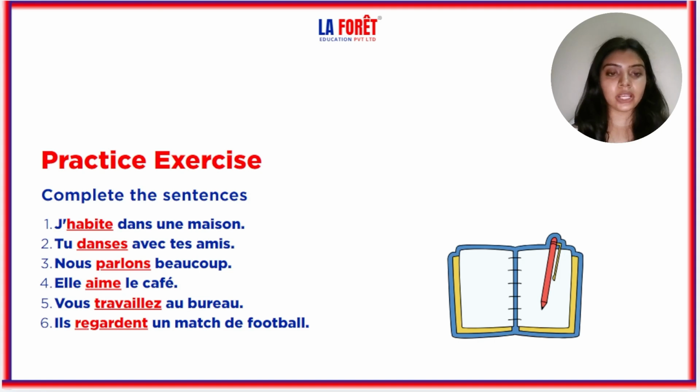With nous we use ons, then it will be parlons. So nous parlons beaucoup. Next is elle aime le café. With elle we use E, so it will be aime. Elle aime le café. Next is vous travaillez au bureau. So now vous is there, so we'll be using EZ. So it will be vous travaillez au bureau. Now last is il regarde un match de football. In this, see, il is in singular form, so we will be using E. We will be il regarde un match de football. And also, I would like to tell you that regarde means to watch.